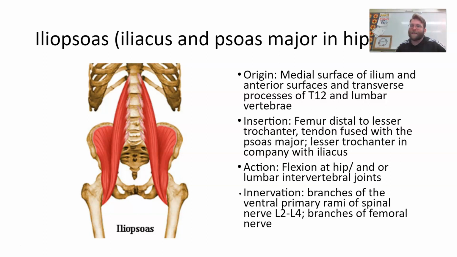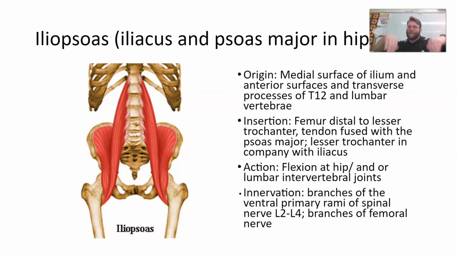The other reason I like to point out the iliopsoas is that this is often a muscle that can get tense as you get older, and you have a lot of pressure and issues in your hip. If it locks up, you'll have a hard time rotating your hip or walking, so it's one that can have a lot of injuries associated with it. It originates on the medial surface of the ilium, the anterior surface, and the transverse processes of the last thoracic vertebra and your lumbar vertebrae. So it's running from the very last thoracic, T12, all the way down to your lumbar. Then it's going to insert onto the femur.